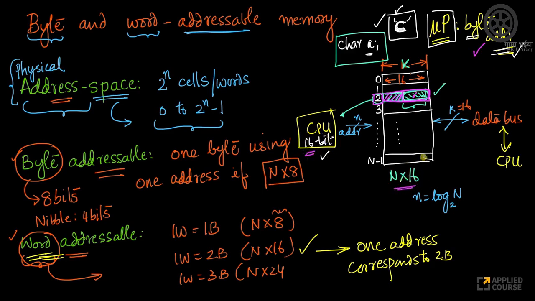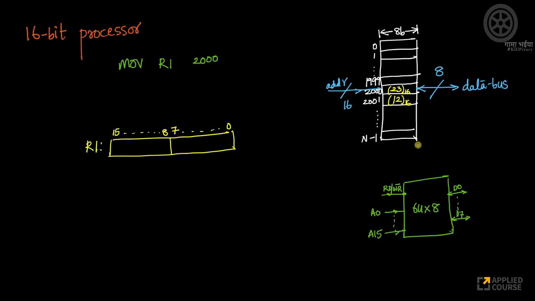Even when your memory word width itself is more than 8 bits, you can still get it. There is one more very interesting case. Imagine a case like this. Imagine that I have a 16-bit processor. This is an interesting case.